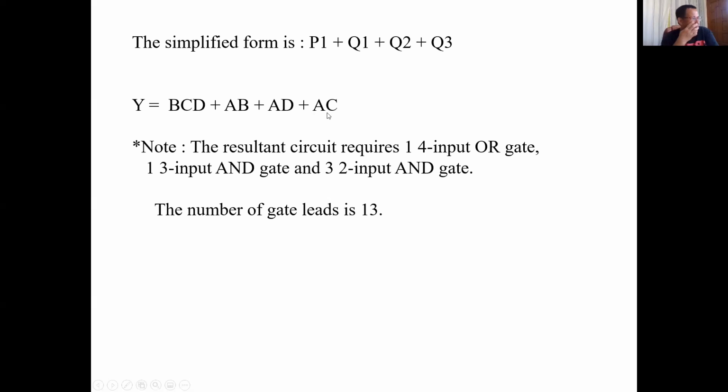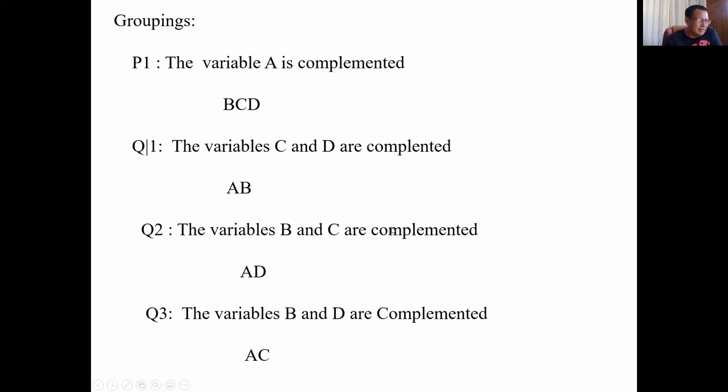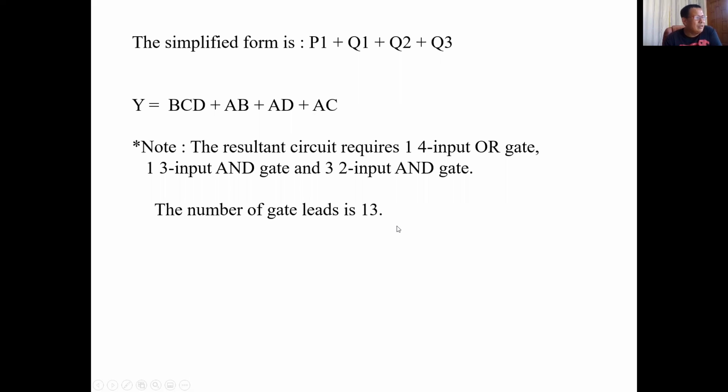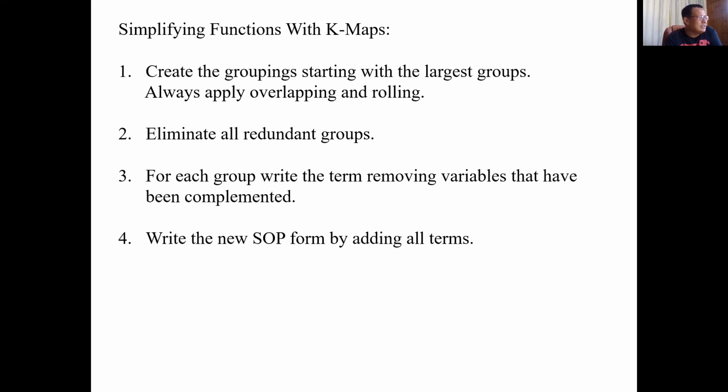Do you follow? So the resultant circuit requires one 4-input OR gate, because this has 4 inputs: 1, 2, 3, 4. One 3-input AND gate, and 3 2-input AND gates. And the wires you need are 13 wires: 1, 2, 3, 4, 5, 6, 7, 8, 9, 10, 11, 12, 13. Do you follow? The wires you need to interconnect are 13 wires. So this is much simpler if you have this.